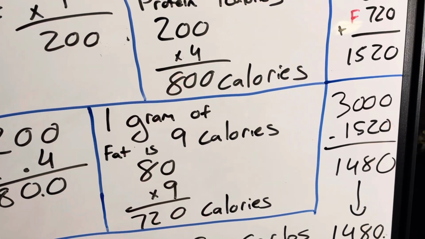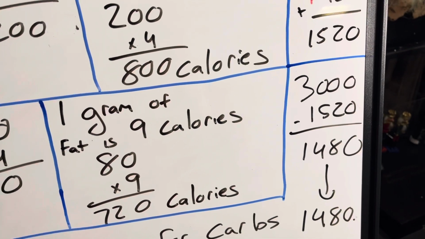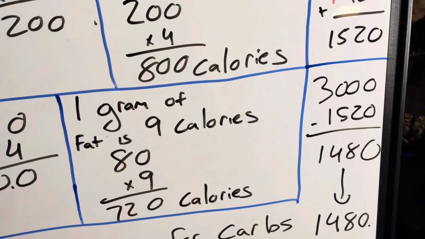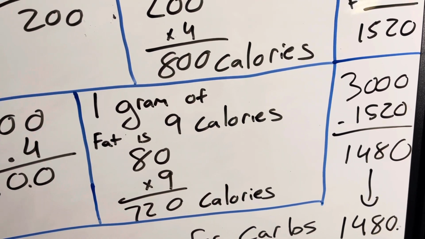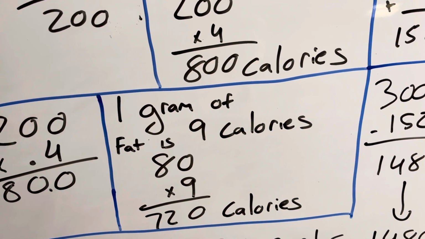Remember the 4-4-9 rule? 1 gram of fat is 9 calories. Since we know the fat is 80 grams, you take 80 times 9, and that equals 720 calories. So 720 calories will be from fats.